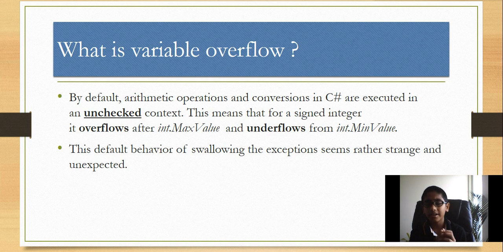By default, arithmetic operations and conversions in C# are executed in an unchecked context. This means that the compiler will not throw any error. So for an integer, it overflows after int.MaxValue and underflows from int.MinValue. This is just an example. Even for a byte, it overflows after byte.MaxValue and underflows from byte.MinValue. This default behavior of swallowing exceptions seems rather strange and unexpected, right?